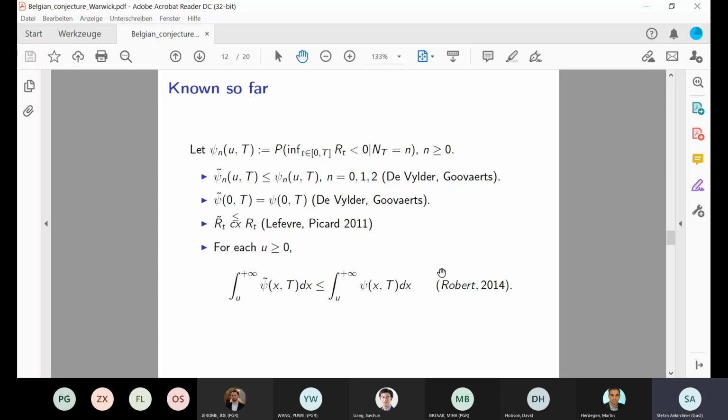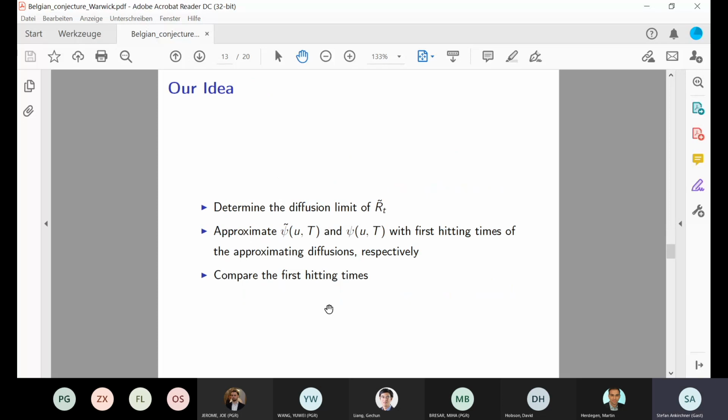And then there is a result by Christian Robert showing that if you integrate with respect to the initial reserves, so the averages with respect to the initial reserves, they also satisfy the relation. But the original problem is still unsolved. So what's our idea? What do we do in the paper?